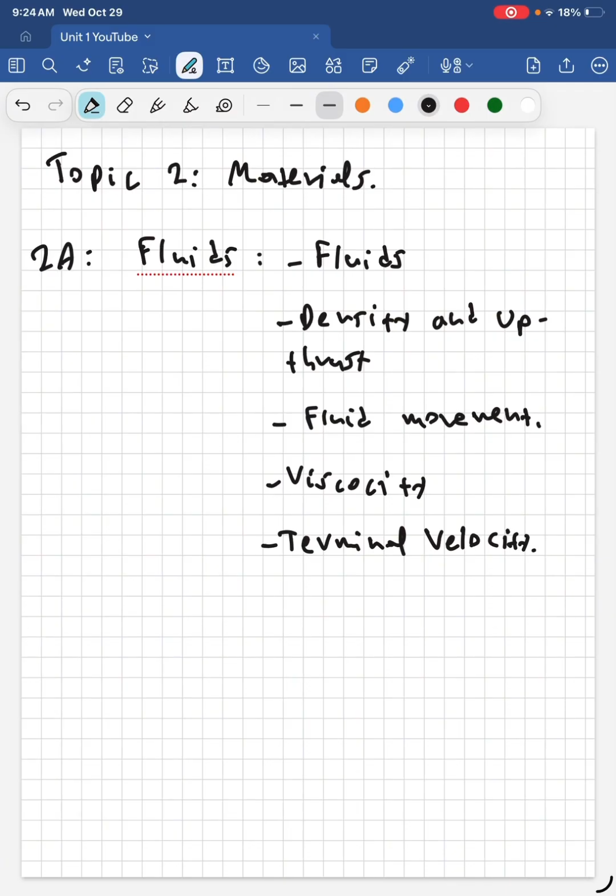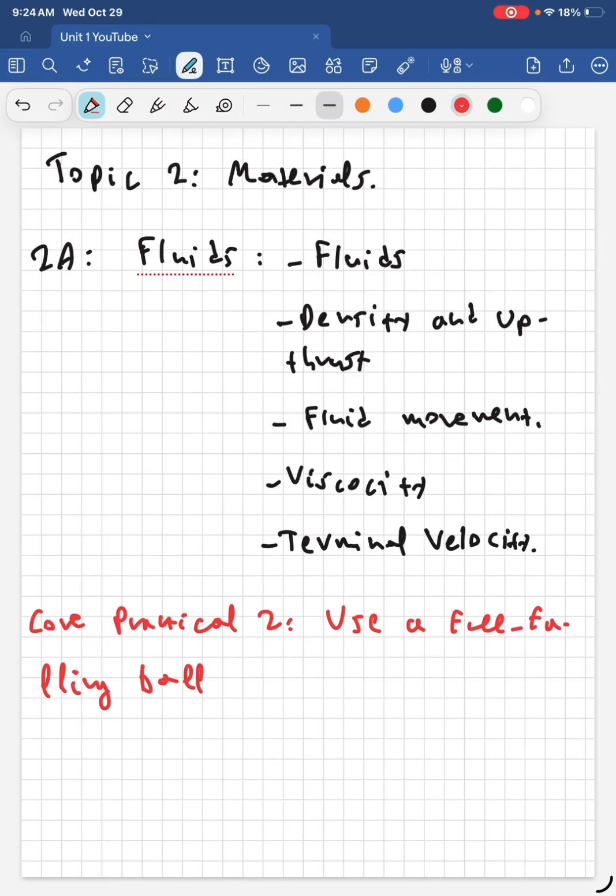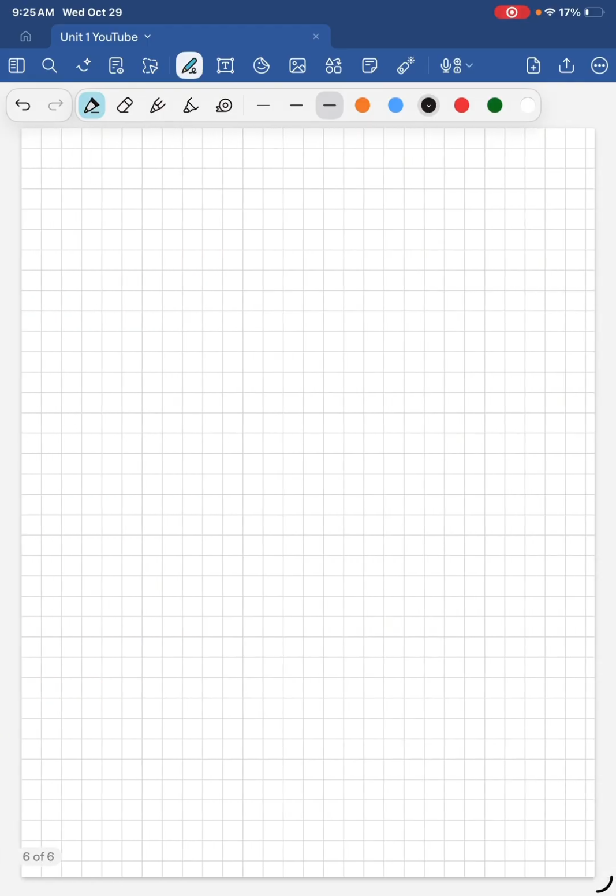All right, and there is a core practical related to this topic. Okay, topic 2a, core practical 2, which is use a free-falling ball to determine the viscosity of a fluid. Right, so that's core practical 2. There might be online simulations about this core practical, but we will see. So let's go to the next topic, which is topic 2b.